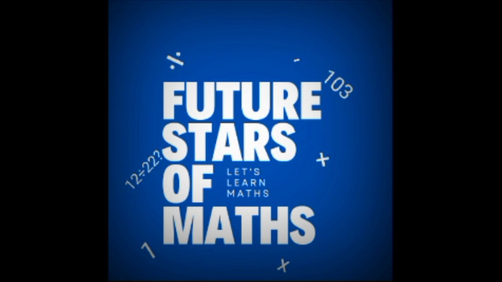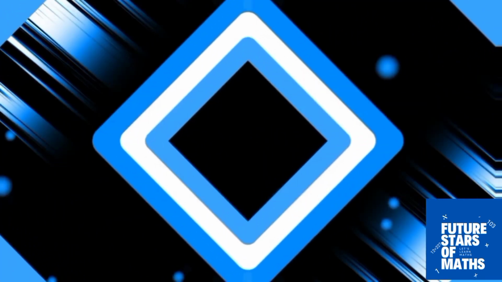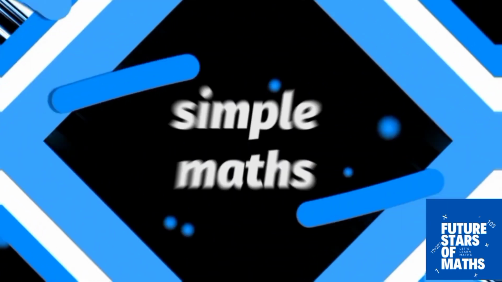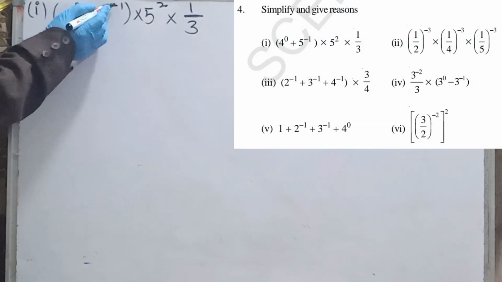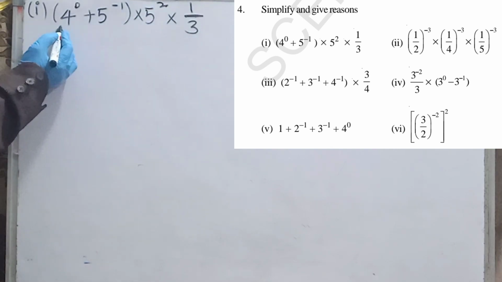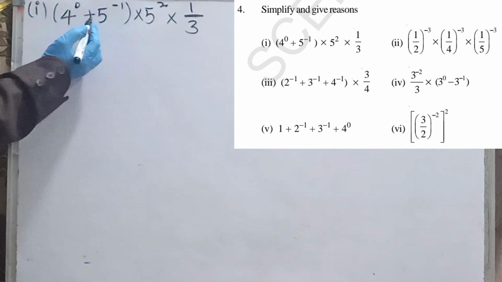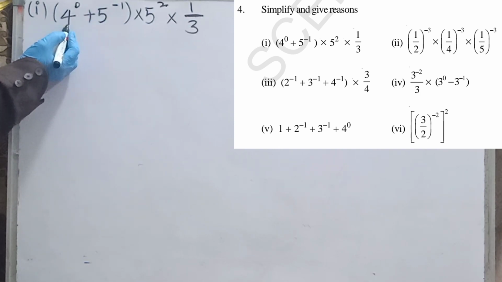Today, in this session, we are going to continue our chapter Exponents and Powers. 4 power 0 plus 5 power minus 1 into 5 power 2 into 1 by 3. So we have a bracket here. First thing we have to do is simplify the bracket. Okay, to simplify, what is in the bracket?